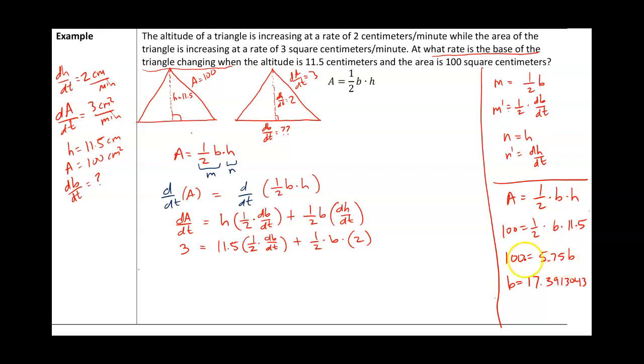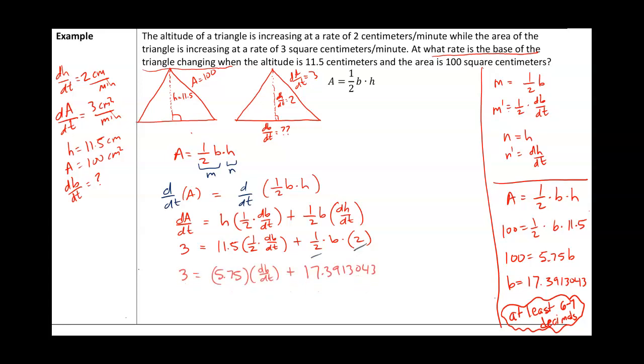And then if I divide both sides by 5.75, it's going to give me 17.3913043. Now in any kind of a middle step, you need to keep at least 6 to 7 decimal places. Okay, keep at least 6 to 7 decimals, because if you don't, you're going to get a rounding error. You round at the end, but never in any kind of a middle step.